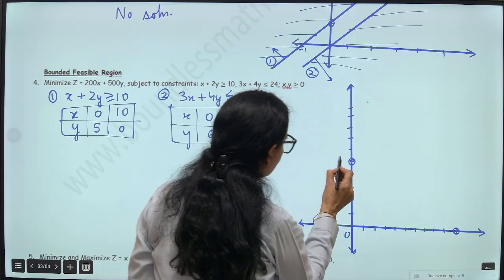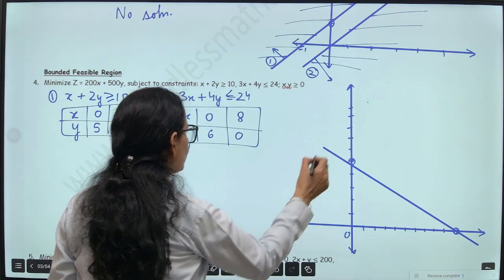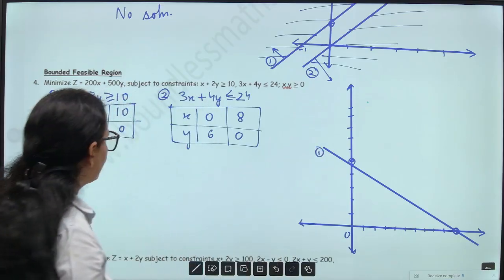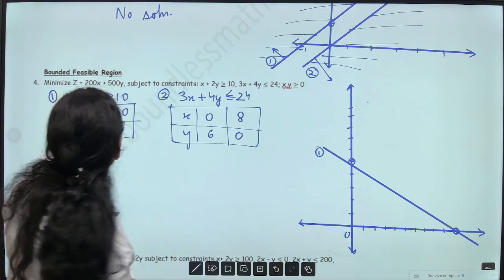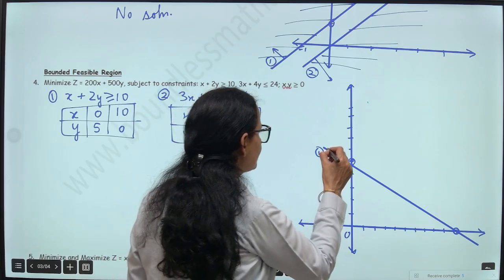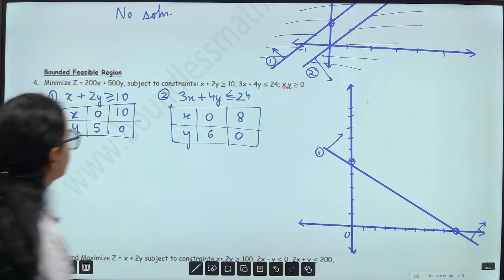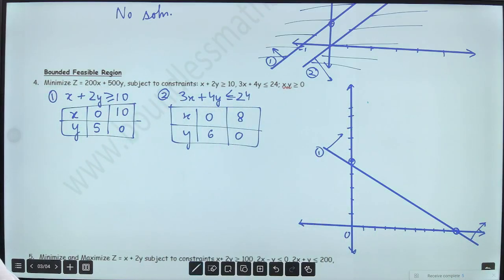That means this is the graph of this inequality, right? So this is for number 1. If I put the origin point 0, 0 here, 0 is greater than 10. No, it is not. So that means the feasible region is going to be somewhere on this side, right? Now let's plot the graph for the second inequality.